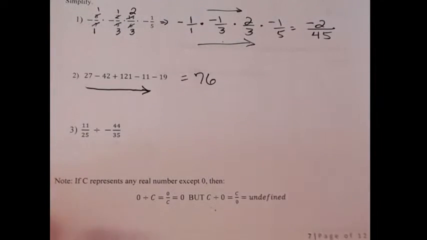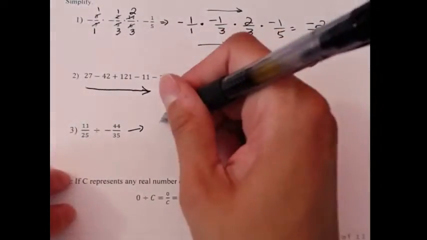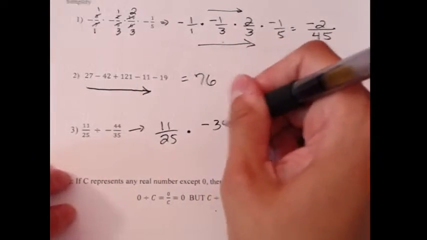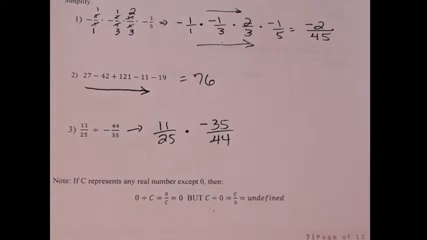For number 3, we have division of fractions. We learned that when we are dividing fractions, we must keep the first fraction and multiply by the reciprocal of the second fraction. So first, we rewrite 11/25 times the reciprocal, -35/44. At this point, once we have rewritten our expression so that we can actually perform operations, then we're good.